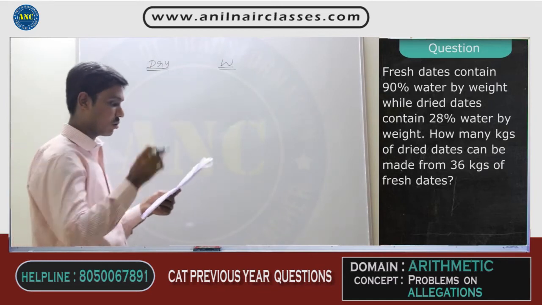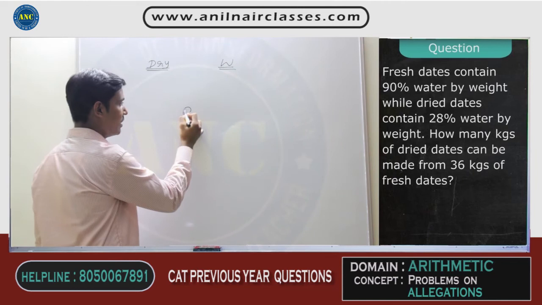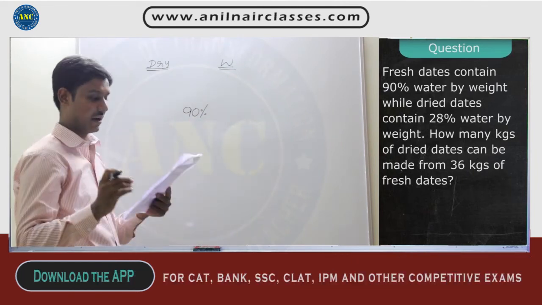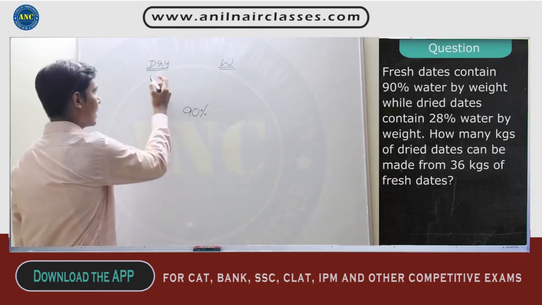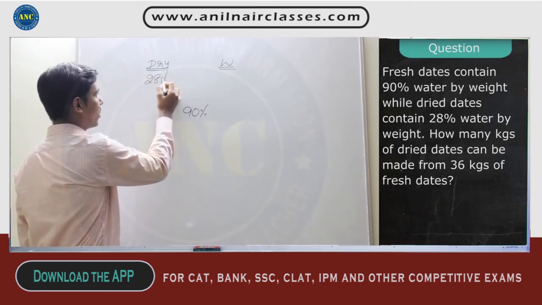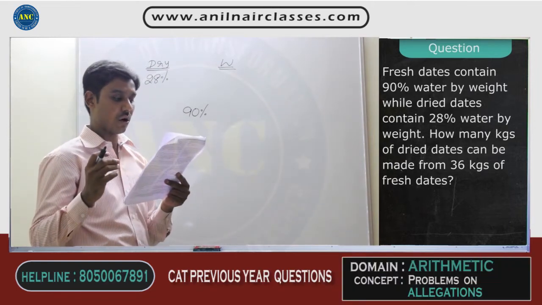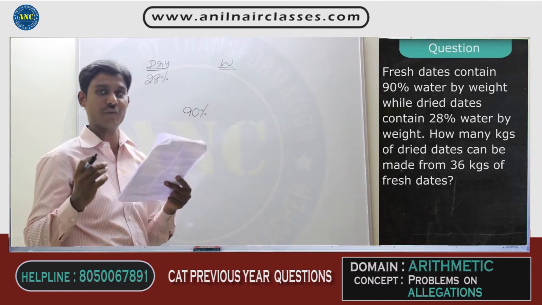Now please read the question again. Fresh dates contain 90% water. That means fresh dates have 90% water. This is nothing but the resultant. While dry dates contain 28% water. This is what is given in the question. Now, how many kgs of dry dates can be obtained from 36 kgs of fresh dates is the question.